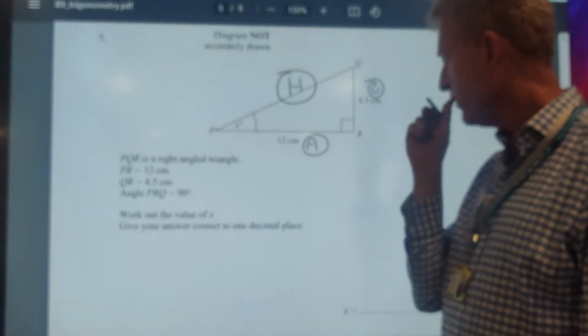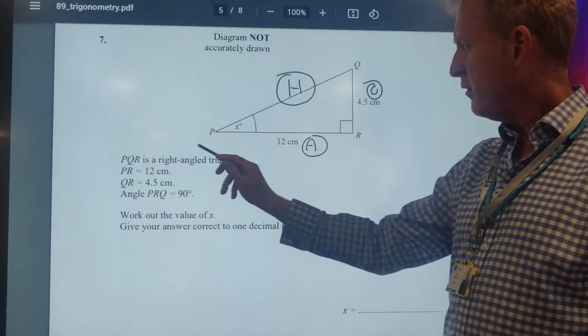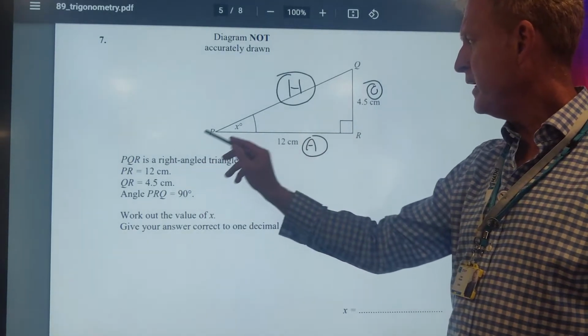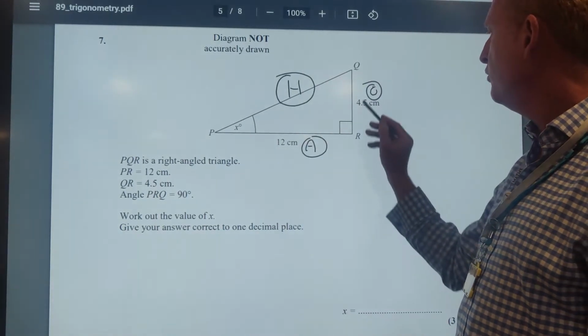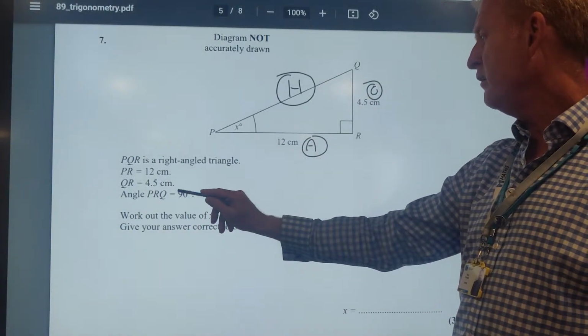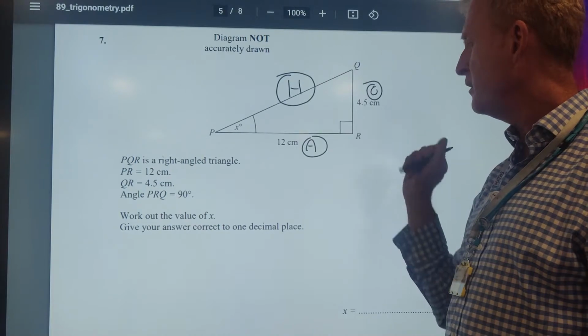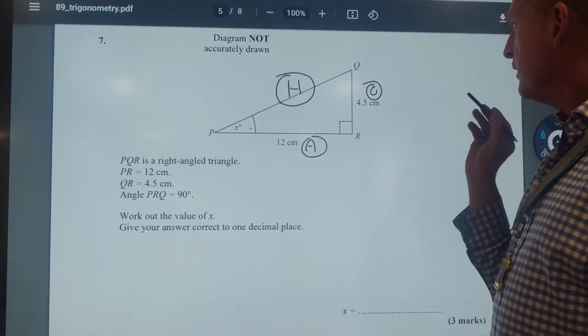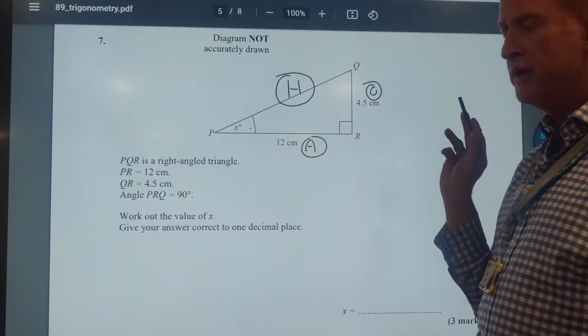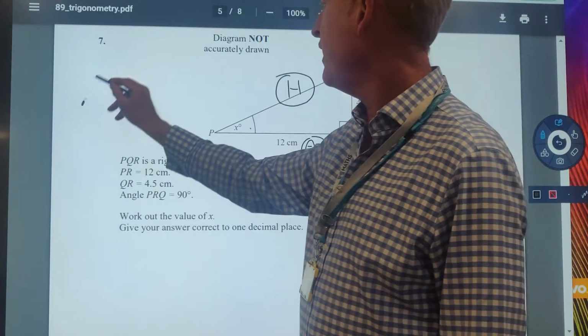So we'll have a quick read of the question. PQR is a right angle triangle. PR is 12 centimetres, the side along the bottom there. QR is 4.5 centimetres. And you know that this is a right angle, which means it's going to be a trigonometry question. We're being asked to find out what that angle is. So next I need to do my SOHCAHTOA triangles to make sure we're happy with that.